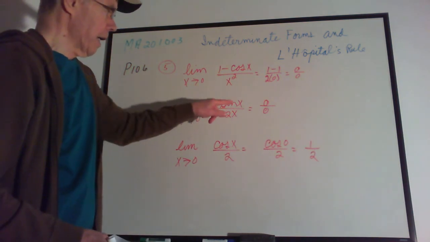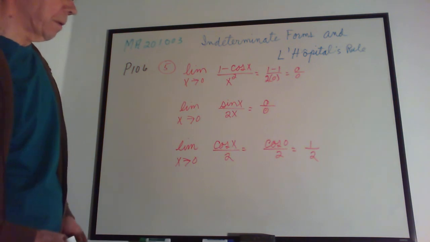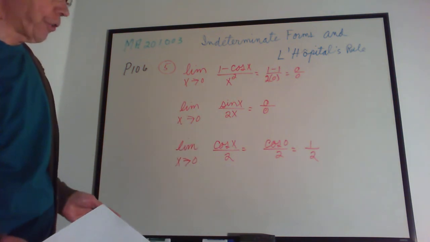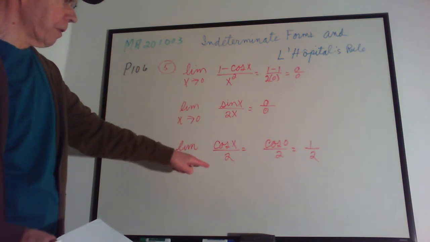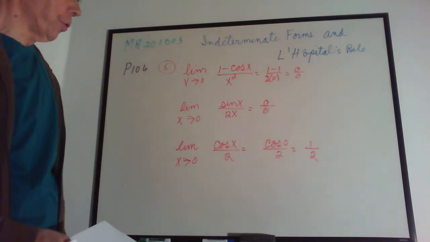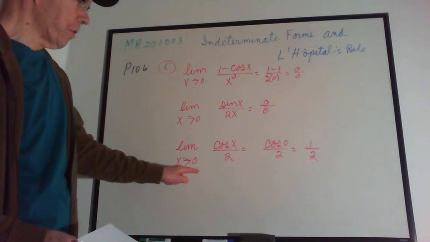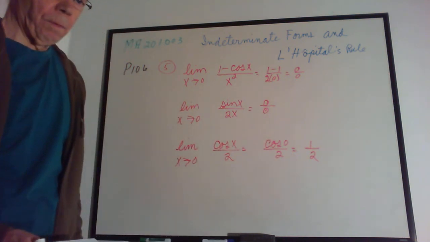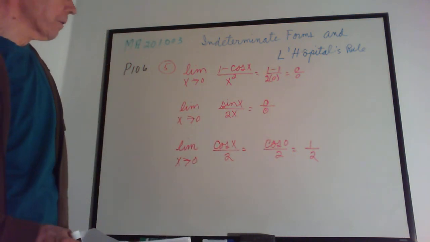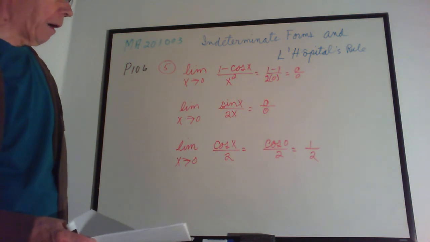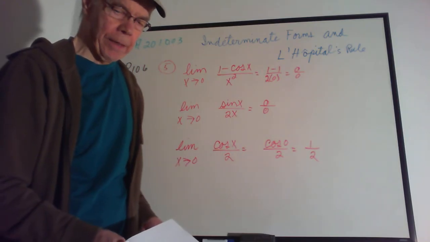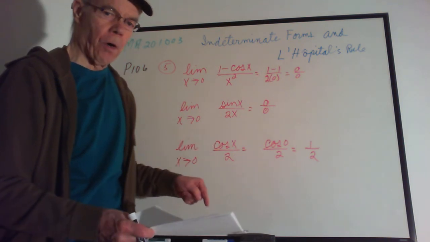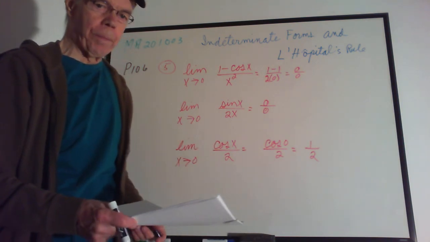All right, so you have sine x over 2x, this is 0 over 0. That's still the indeterminate form. Derivative of sine x is cosine x. Derivative of 2x is 2. Substitute in 0, you get 1 over 2. So that's your answer. That's the limit. Now, if this happened to be 0 over 0 again, you would take the derivative again. As long as you get an indeterminate form, you can keep applying L'Hopital's rule.